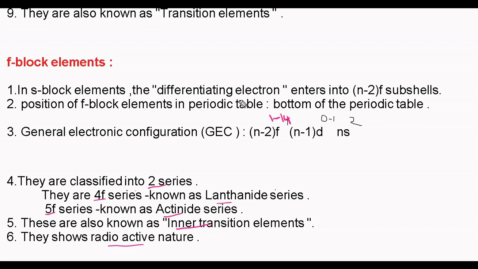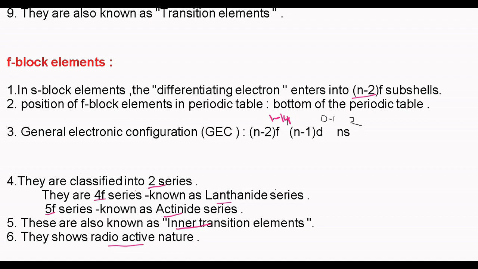Is it clear? In f block elements, the differentiating electron enters the (n-2)f shell. The position is the bottom of the periodic table. The general electron configuration is (n-2)f 1 to 14, (n-1)d 0 to 1, ns2. Two series are there: the 4f series and the 5f series. In d block, 4 series are there: 3d, 4d, 5d, 6d, and the incomplete series is 6d. In f block, 2 series: the 4f and the 5f series. This is all about the s, p, d and f block elements.